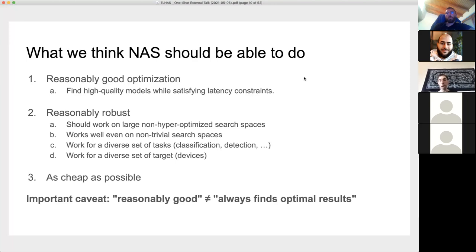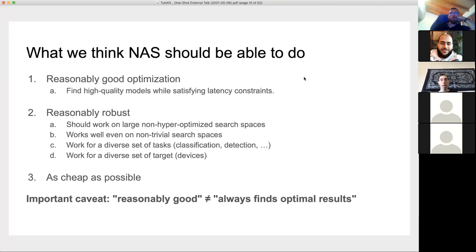And finally, I would like these search algorithms to be reasonably cheap. There are two reasons for this. First of all, if we have more efficient algorithms, then we can potentially apply them to more problems. But second, even if we have the resources to run more expensive algorithms, faster search algorithms mean that we can run a lot more experiments in parallel, and we can run experiments in less time, which means that iteration times can be sped up significantly.